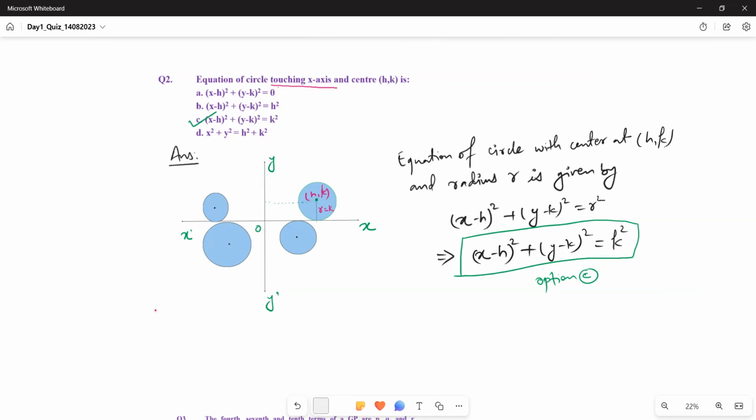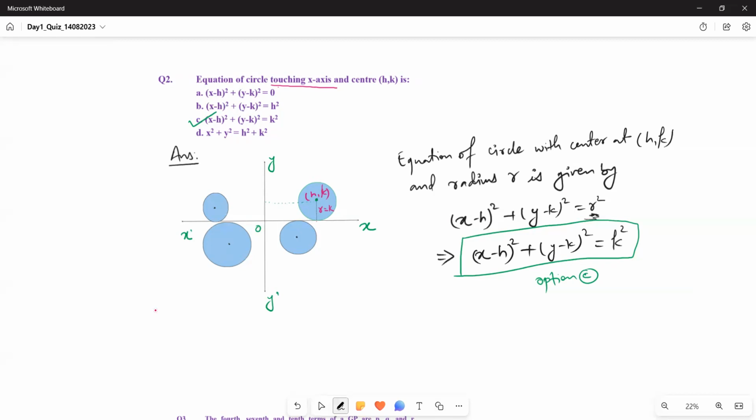So we have a circle with center (h, k) that is given, and now we also have the radius, right? We have one standard formula: the equation of a circle with center at (h, k) and radius r is given by (x minus h) whole square plus (y minus k) whole square equal to r square. Now when we substitute the value of r, that is k, we get (x minus h) whole square plus (y minus k) whole square equal to k square. So this is our answer. It is found in option C. So this is the way of doing it in proper long form.